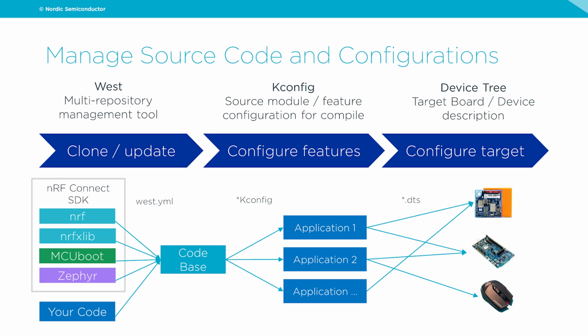And then last but not least, you have the device tree, which describes the board target itself. So that's how you configure the target. So the device tree files will be slightly different depending on whether you're using a Thingy91, for example, an nRF52 dev kit, or a mouse reference design.